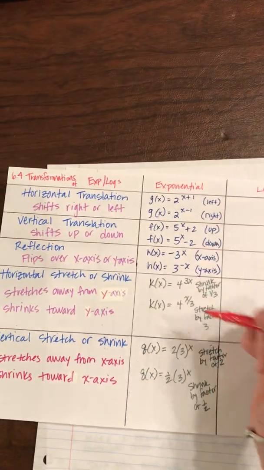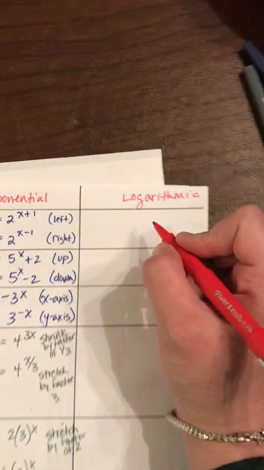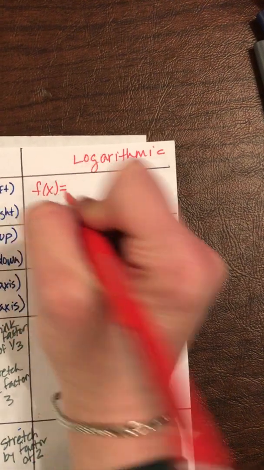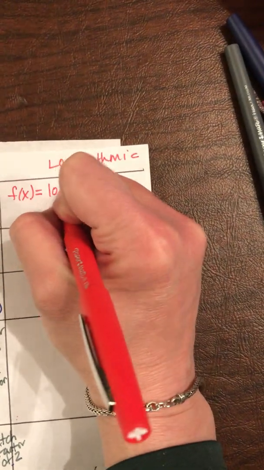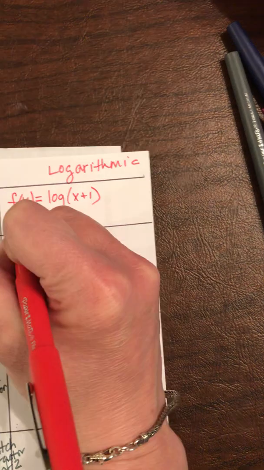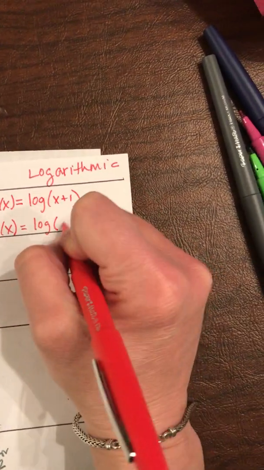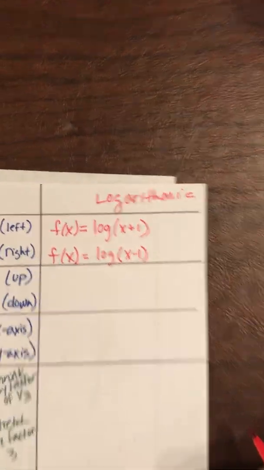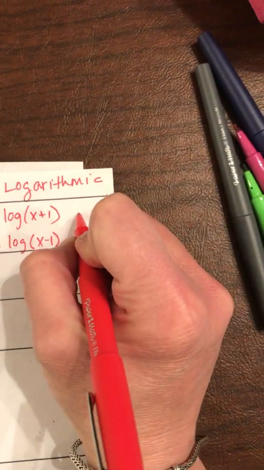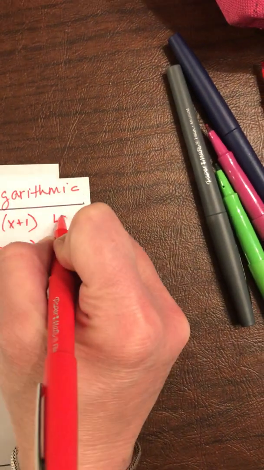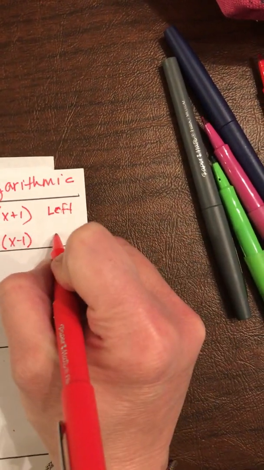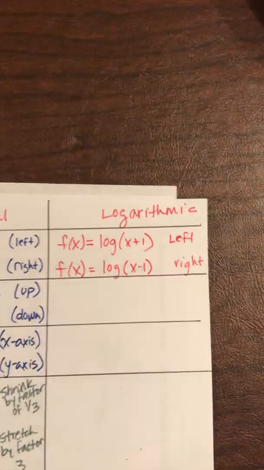Okay, so horizontal shift left or right. For a log function, what that would look like is if I had f of x equals, say, log of x plus 1, or if I did log of x minus 1. So this is like your h value again, and so what this means is this is going to shift it to the left. So again, kind of the opposite in the way you think it should go, and this is going to shift to the right. So again, that's your shift left and right.